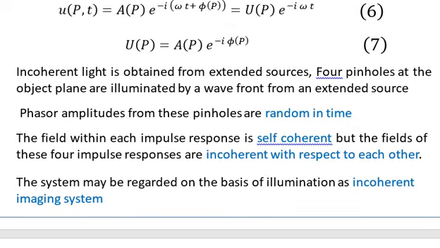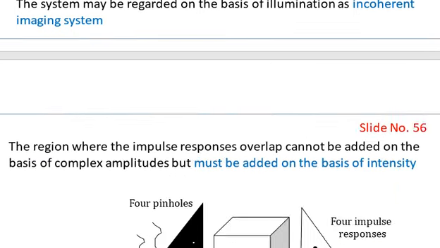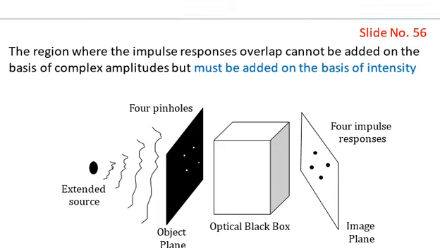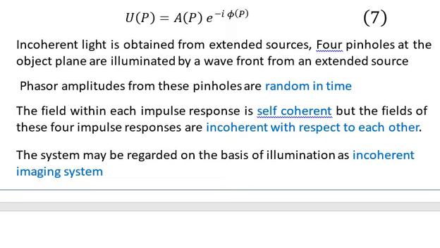So incoherent light is obtained from the extended source. Here you see that this extended source generates an incoherent wavefront, and 4 pinholes at the object plane are illuminated by the wavefront from the extended source. Phasor amplitudes from these pinholes are random in time, that is, time dependent.